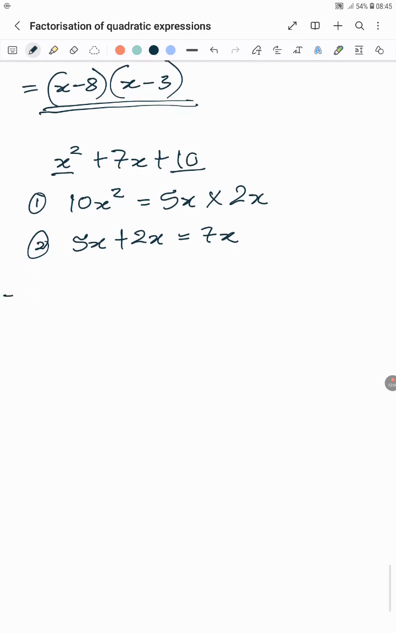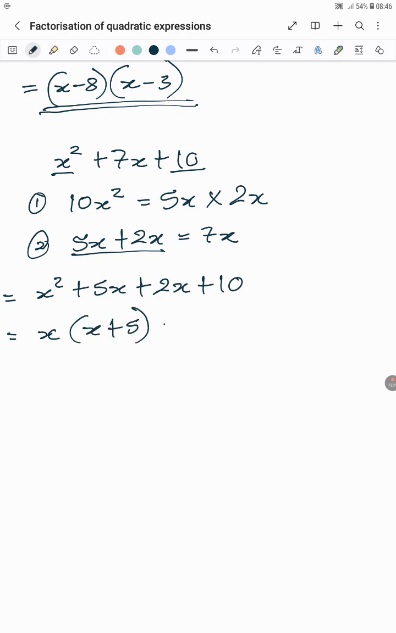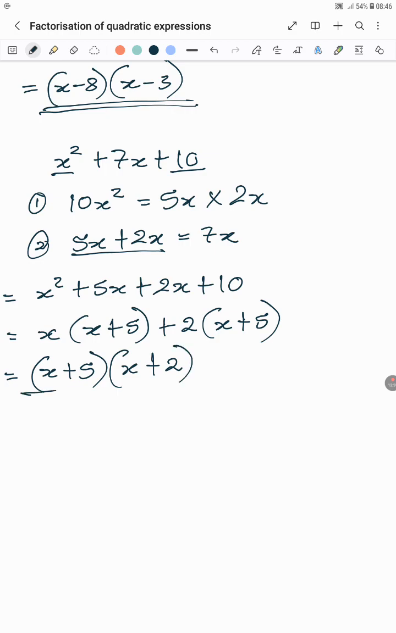So you can use these two factors to substitute 7x in our expression, and you're going to have 5x plus 2x plus 10. You take out x, you're going to have x plus 5, and here you take out 2, you're also going to have x plus 5, and here as your first bracket you have x plus 5, and as your second bracket you have x plus 2, which means here you will be done factorizing.